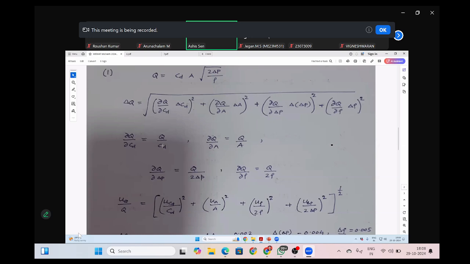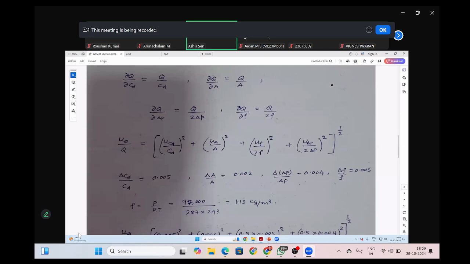Now the remaining term is basically uncertainty in CD into dou Q over dou CD, that is 1 over CD, whole square. And same thing for the area term, the uncertainty in area into dou Q over dou A whole square. So 1 over A whole square, because Q has gone there. Similarly, for this third term, it will be uncertainty in density into 1 over 2 rho whole square. Uncertainty in delta P divided by 2 delta P whole square, then whole square.